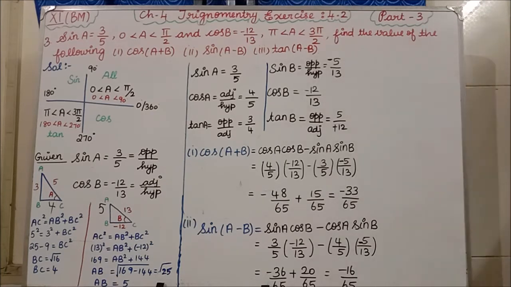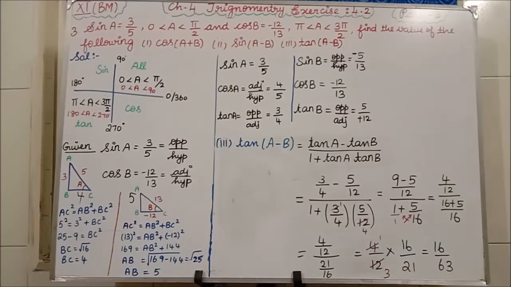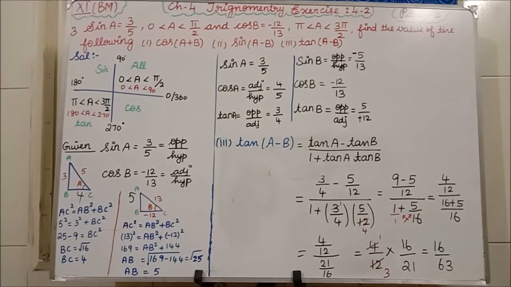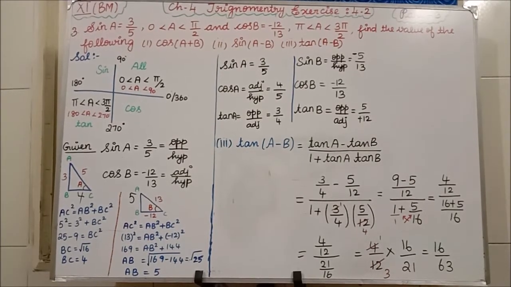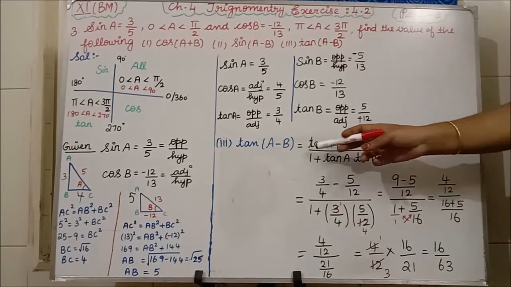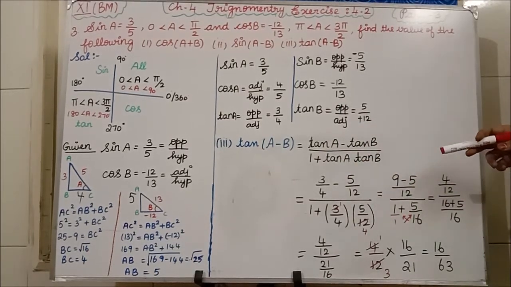Still one more subdivision is there. After erasing this, I will write the third subdivision. Clear students, all of you, the third question. This is the third subdivision, C, tan A minus B. What is the formula for tan A minus B? Tan A minus tan B divided by 1 plus tan A into tan B.